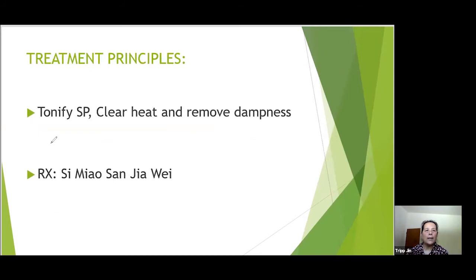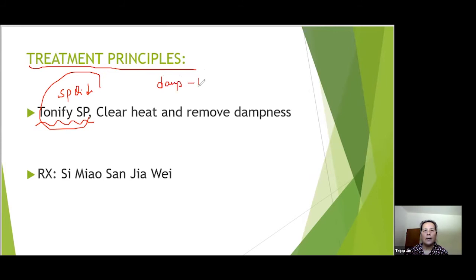So for this pattern, we truly need to tonify the spleen. We say our treatment principle will match all patterns. Our pattern is spleen qi deficiency, so we need to tonify spleen qi. And also our pattern we're talking about is damp heat retention, so our treatment principle will be to clear heat and remove dampness.